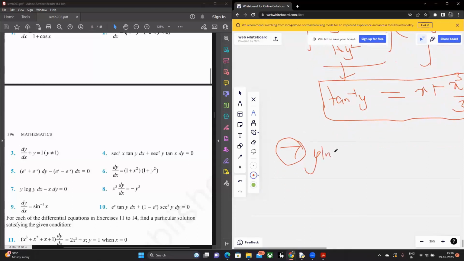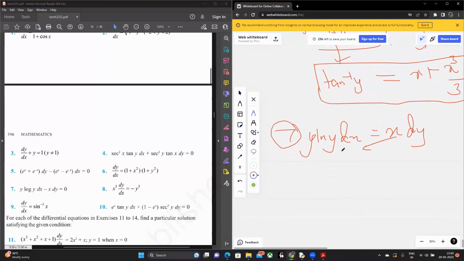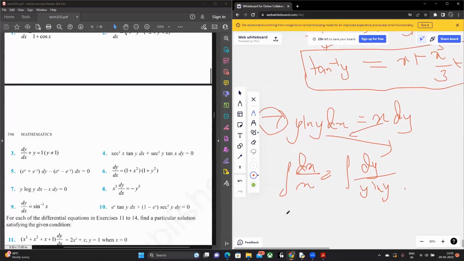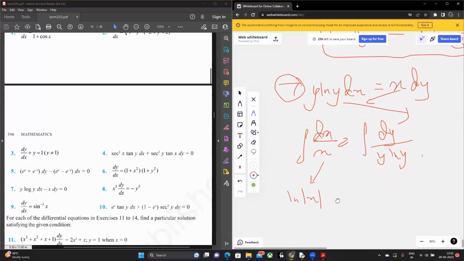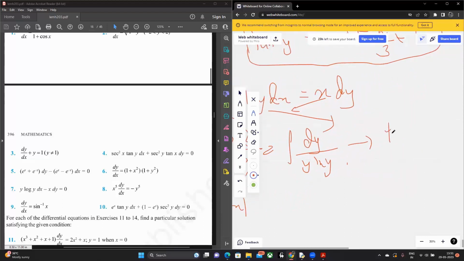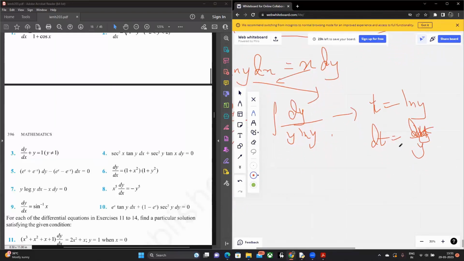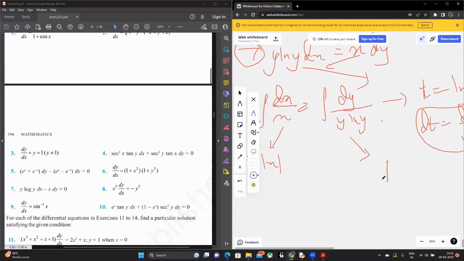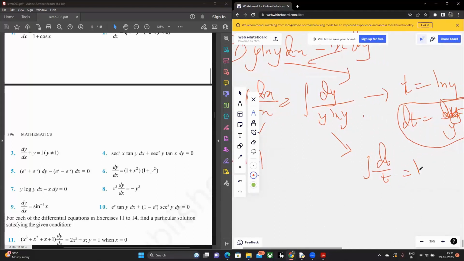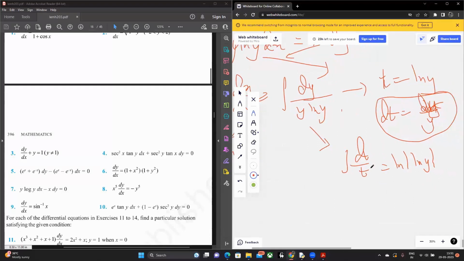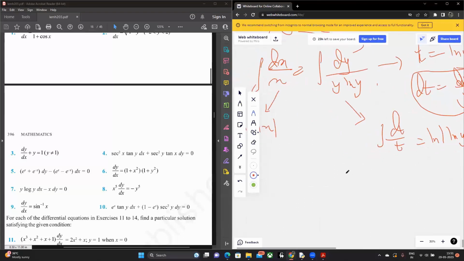Question number 7. It's y ln y dx equals x dy, right? And so you have x over here, y ln y over here. I rewrite it as dx by x equals integral dy by y ln y, right? This is basically ln mod x, easy to see. Here, take t equals ln y. Then dt is equal to 1 by y dy, right? And so this can be basically written as integral of dt divided by t again, which is ln mod t, which is ln mod ln y, right?